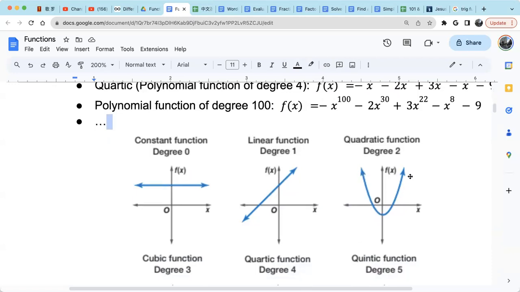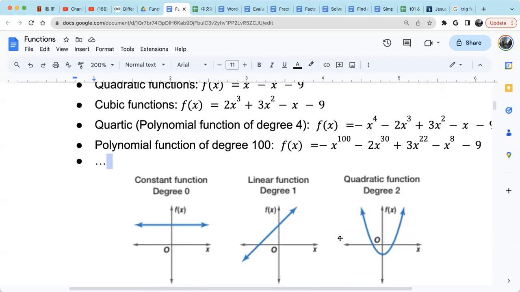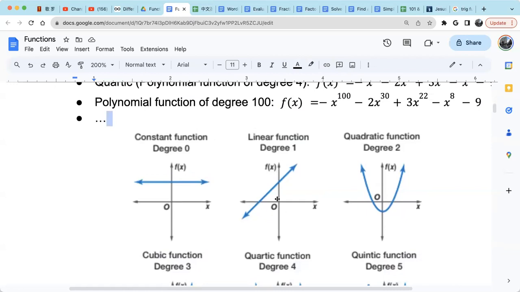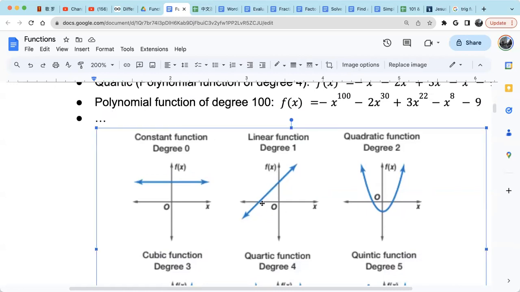Quadratic function, either an upward parabola or a downward parabola. That depends on the leading coefficient. For a linear function, it's the same. If the leading coefficient of x is positive, the line goes from the first quadrant and ends at the third. If the coefficient of x is negative, the line goes through the second and ends at the fourth. For a quadratic function, an upward parabola means the leading coefficient is positive. A downward parabola, the leading coefficient is negative.